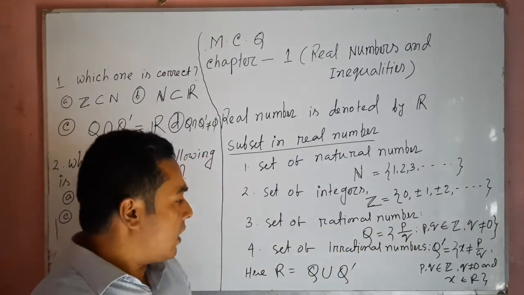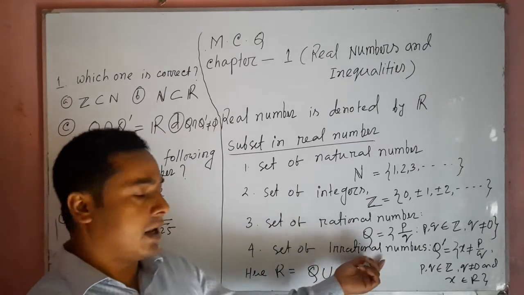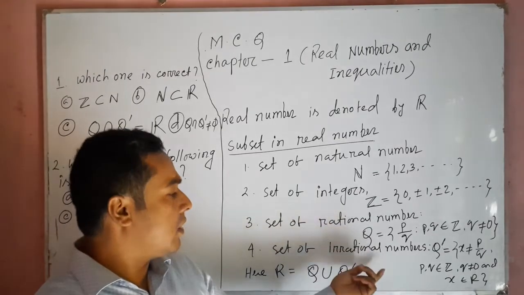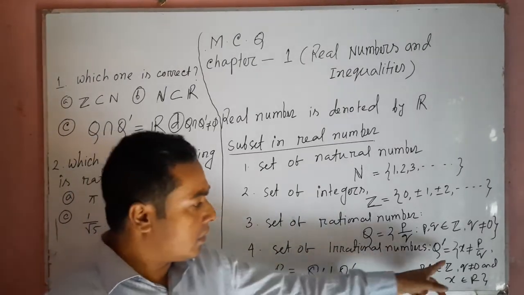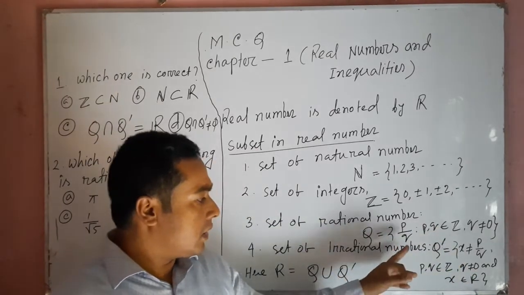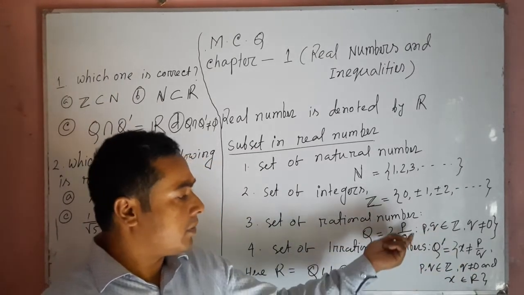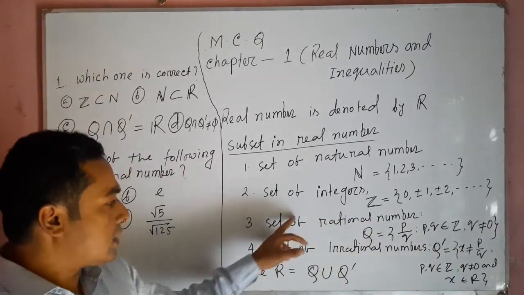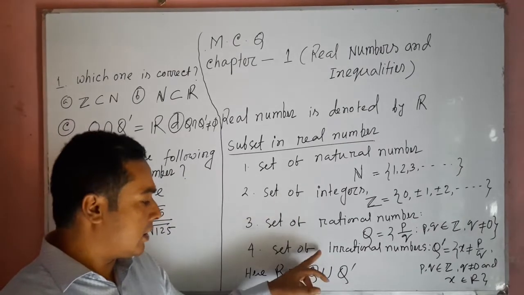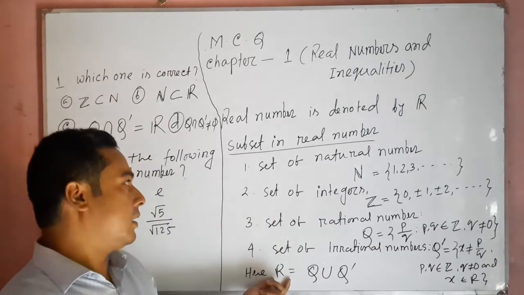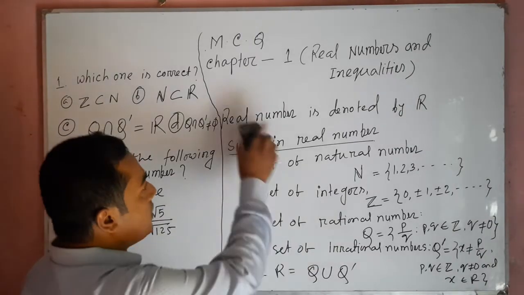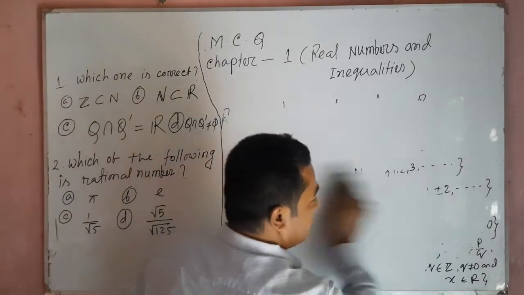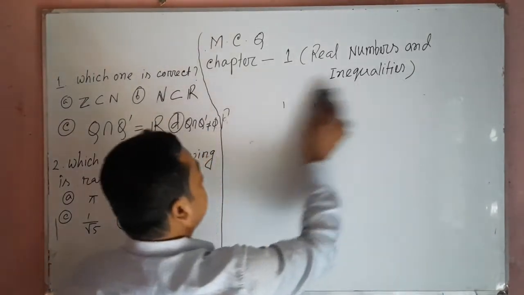Okay. And another portion is the set of irrational numbers. The number which does not belong to the rational numbers is called an irrational number. The number which cannot be expressed in the form of P divided by Q is called an irrational number. And rational and irrational numbers together make the real numbers.